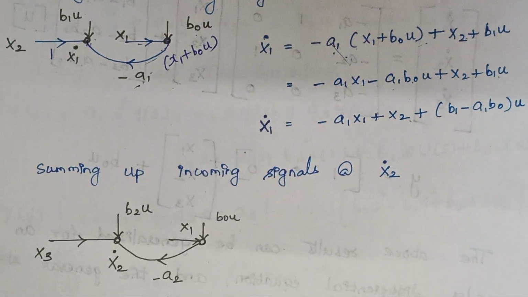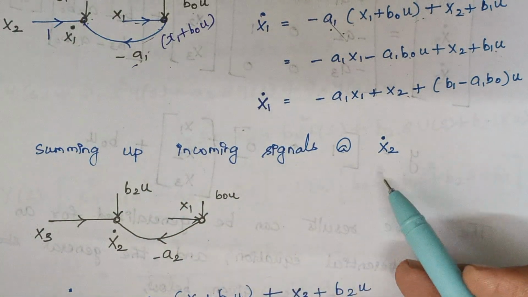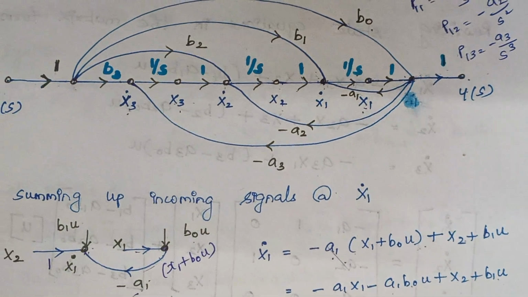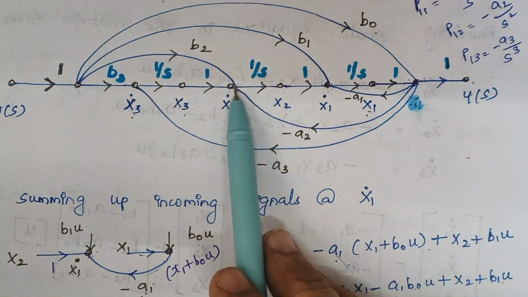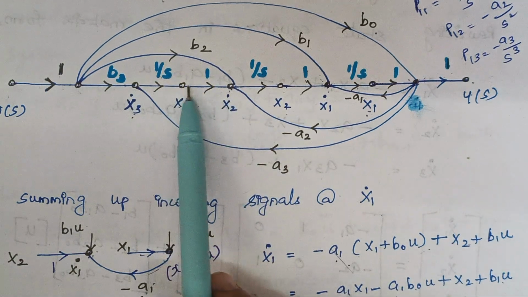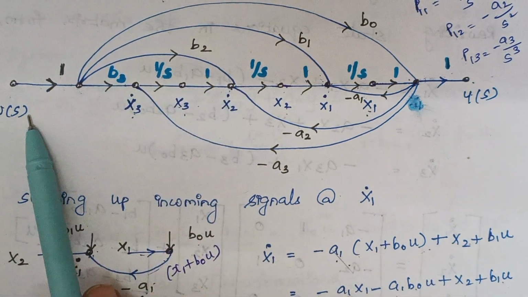And similarly we have to sum up the incoming signals at x2 dot, right? Again move back, right? So here this is our x2 dot. To this x2 dot, how many inputs are available here? Again one from x3 and another from b2 multiplied by u.